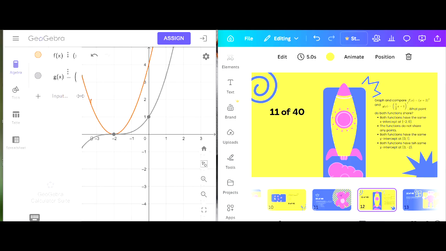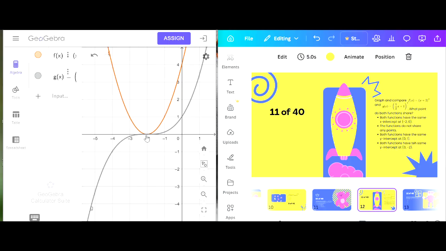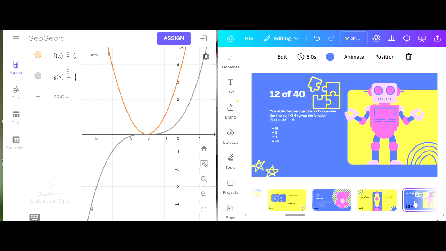What we need to know is what point do both functions share? And it's right here at negative 2, 0. Both functions have the same x-intercept at negative 2, 0. That's your correct answer. Calculate the average rate of change over the interval negative 3, 5 given the function.